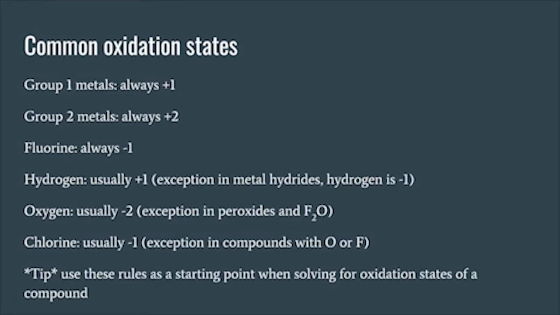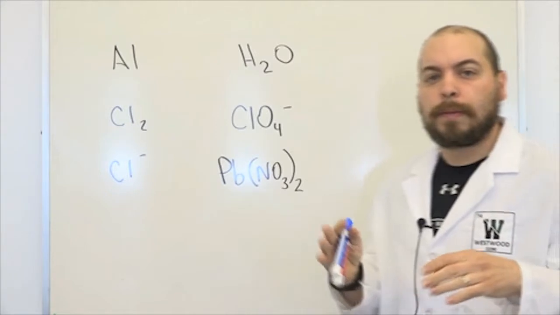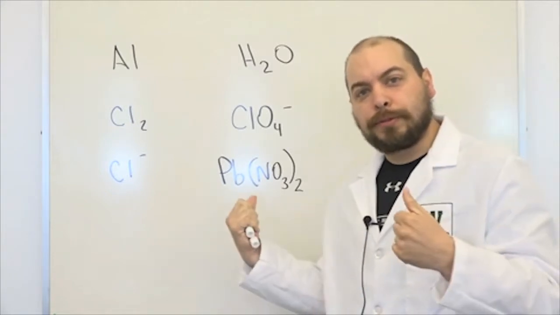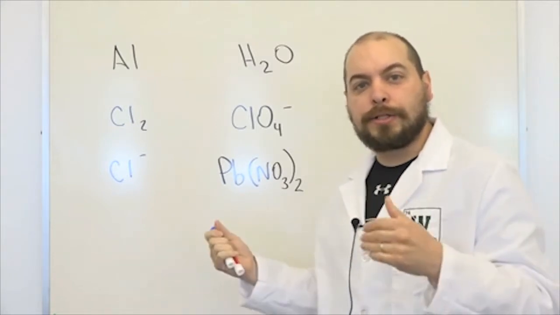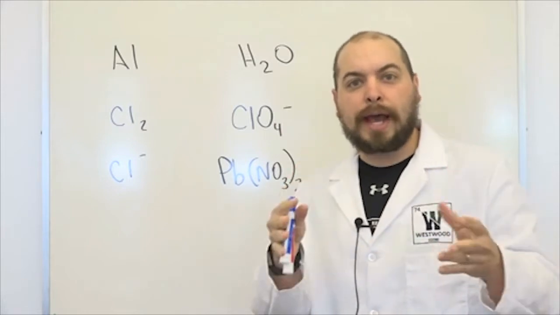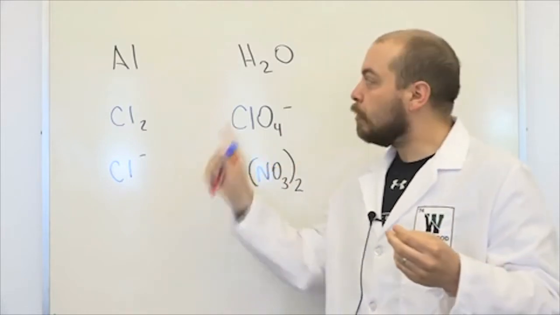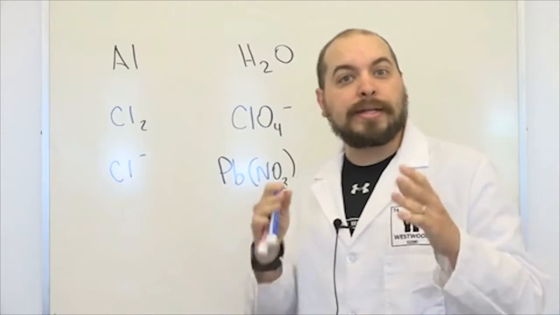In addition to those, here are some common oxidation state rules that you're going to want to know. Take a minute, pause the video, and go ahead and write these down so that you'll have them for future reference. So let's do some examples so we figure out how to assign oxidation numbers to different types of atoms in different scenarios. So the first one we're going to look at is an atom by itself.